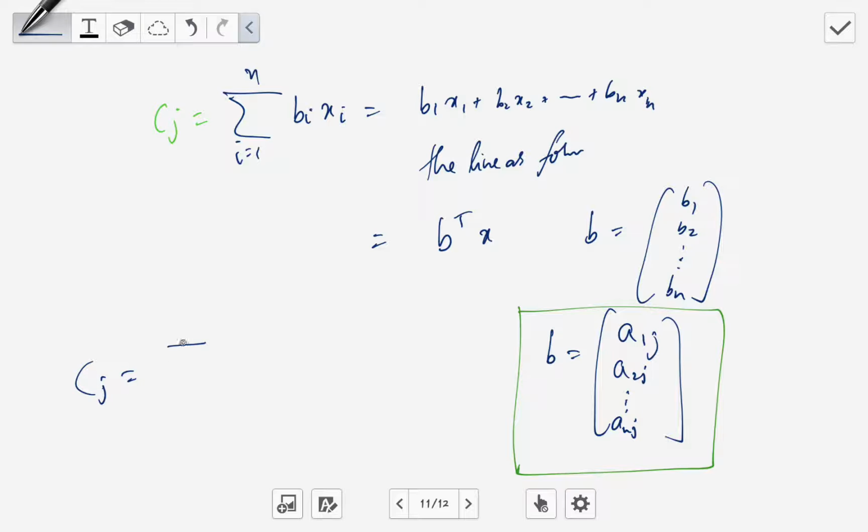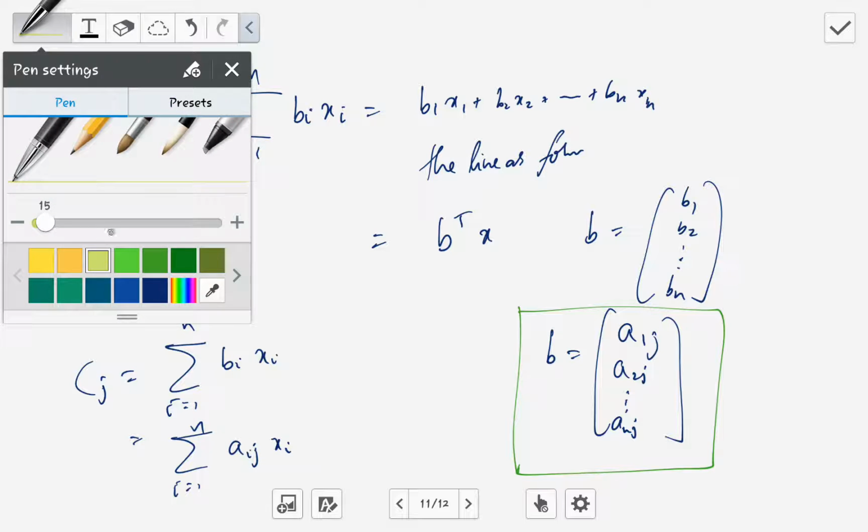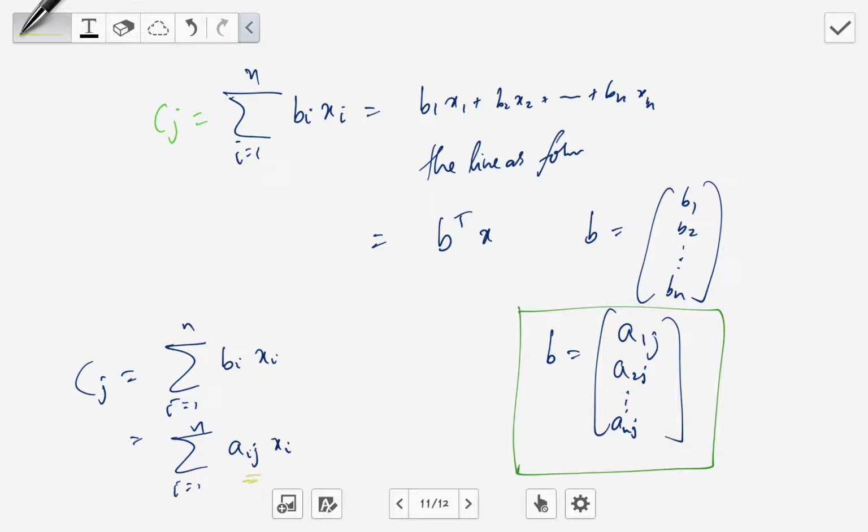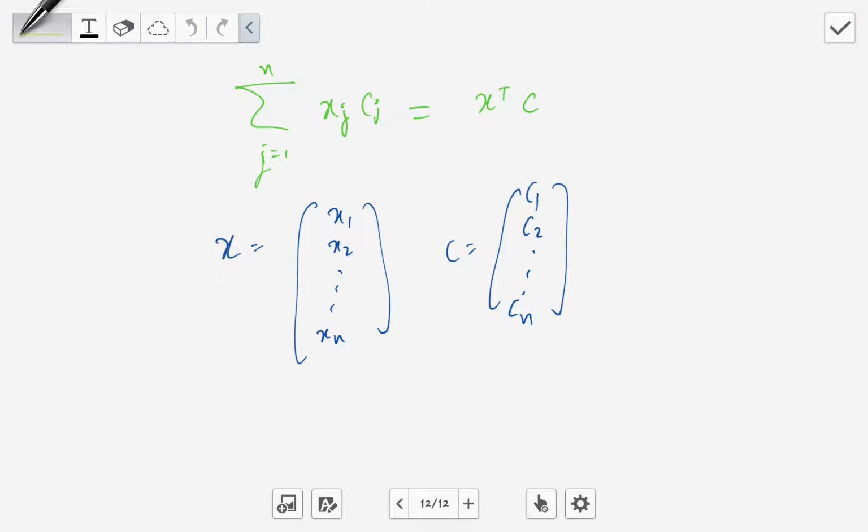c_j is the sum over i from 1 to n of b_i x_i, which is the sum over i from 1 to n of a_ij x_i. You see this j here now. This j is what is being shown here. Okay, so this is how I wrote this: x transpose c. Now let me write it this way.